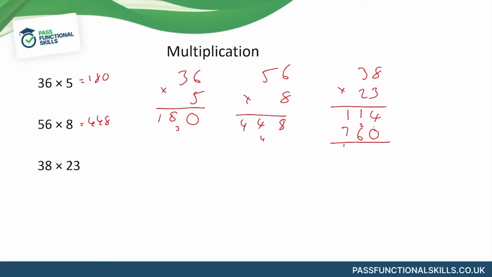And now we just need to add these two rows together. So 4 plus 0 is 4, 1 plus 6 is 7. Just ignore all these small numbers that you used when you were carrying numbers over, and 1 plus 7 is 8. So the answer is 874.